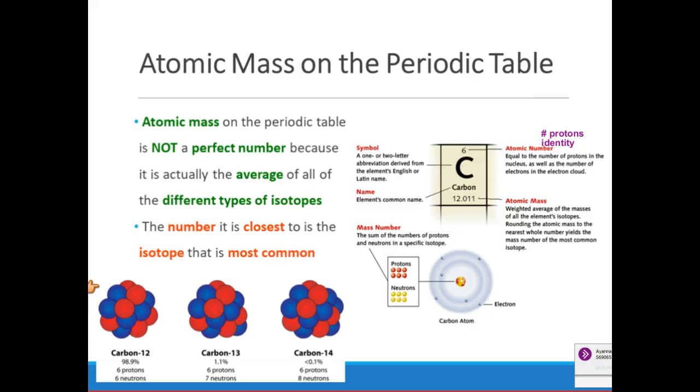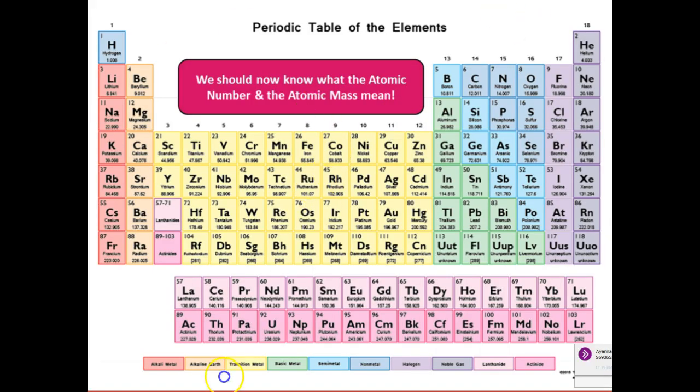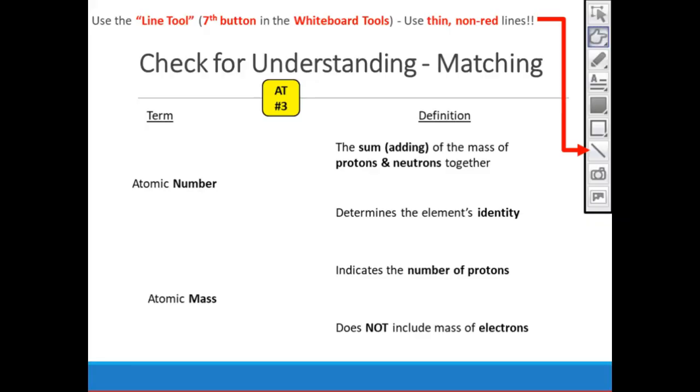Awesome, guys. Cool. All right, so now taking a look at our periodic table, we should really understand what our periodic table tells us. We should definitely know atomic number, protons and identity, versus atomic mass, the mass of the protons and neutrons together in the nucleus. Cool. All right, let's match these up. Let's make sure this makes sense. Again, number versus mass. Go ahead and match those up. Let me know that you understand the differences between these two things.